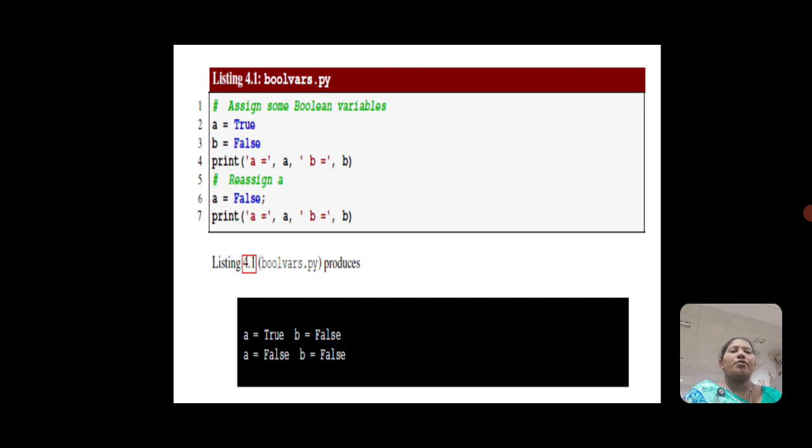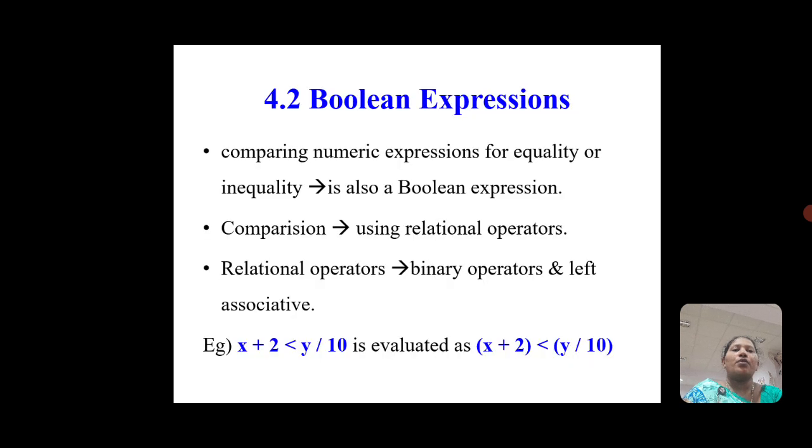Now you are reassigning the value of a. Initially the value of a is true. Now you are changing that value to false. If you use the print statement again and print a and b, you will get both values as false, because b is already false and now you have reassigned a as false too. So this is an example of using the Boolean expression.